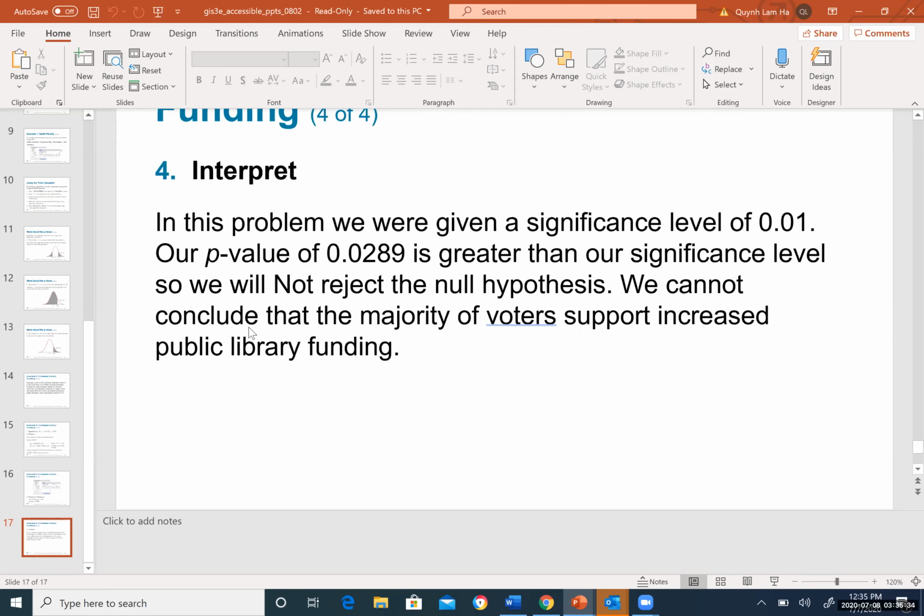So in this problem, we were given a significance level of 1%. So our p-value is 0.0289. It's greater than 1%, and so we will not reject the null hypothesis. What does it mean? It means we cannot conclude that the majority of voters support increased public library funding. It looks like we reject the alternate hypothesis, correct?